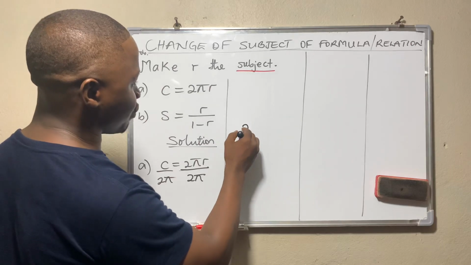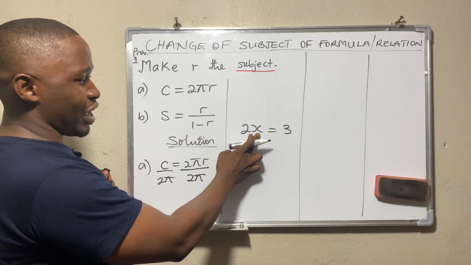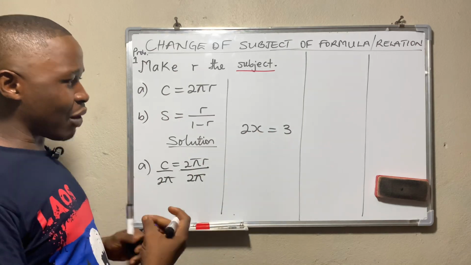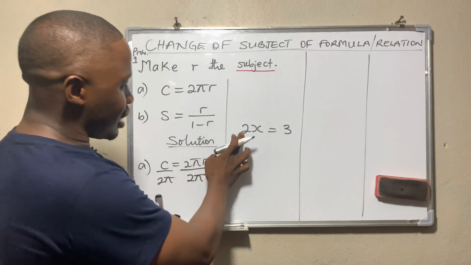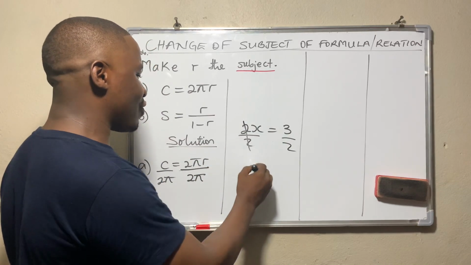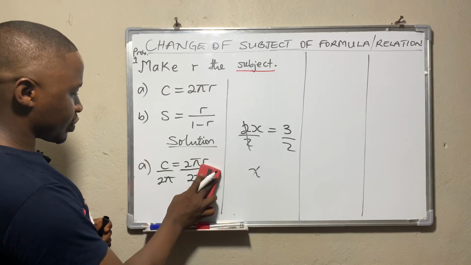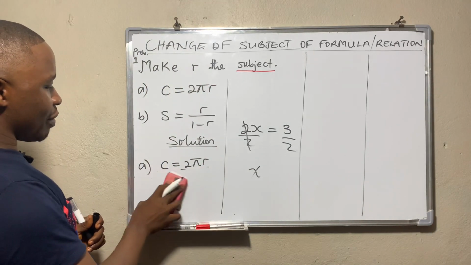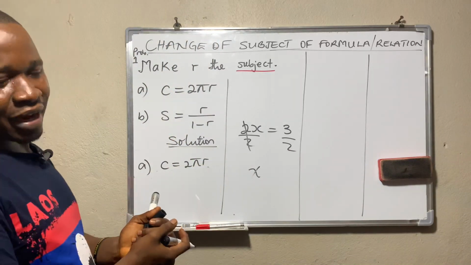Just like when you have 2x is equal to 3, and you want to find the value of x. Ask yourself, what is actually standing by x? Definitely it is 2. So we use 2 to divide both sides. By so doing, you have your x. So if we want to make R the subject, it simply means find the value of R.